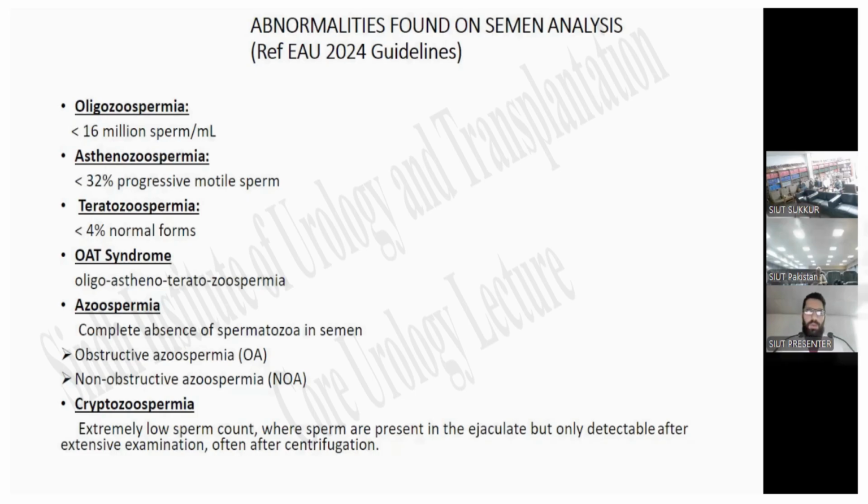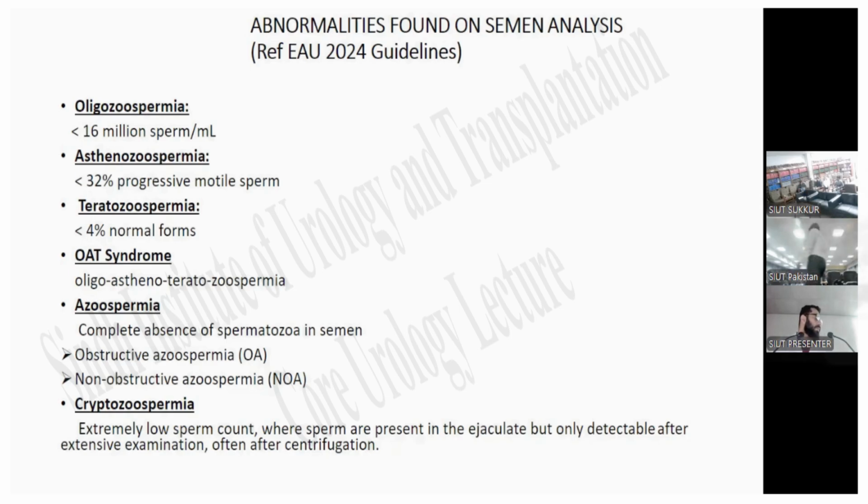Cryptozoospermia is extremely low sperm count, where sperms are present in ejaculate, but only detectable after extensive examination, often after centrifugation. So when there is cryptozoospermia or a low sperm count in the semen, always rule out retrograde ejaculation. Can anybody tell how we will rule out retrograde ejaculation in a patient with cryptozoospermia? The post-coital urine analysis would be the best.